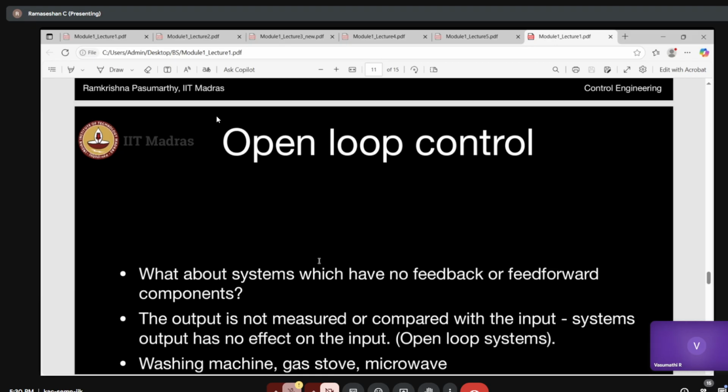So then how will we decide the value of K? Because it cannot be larger and it also cannot be smaller.